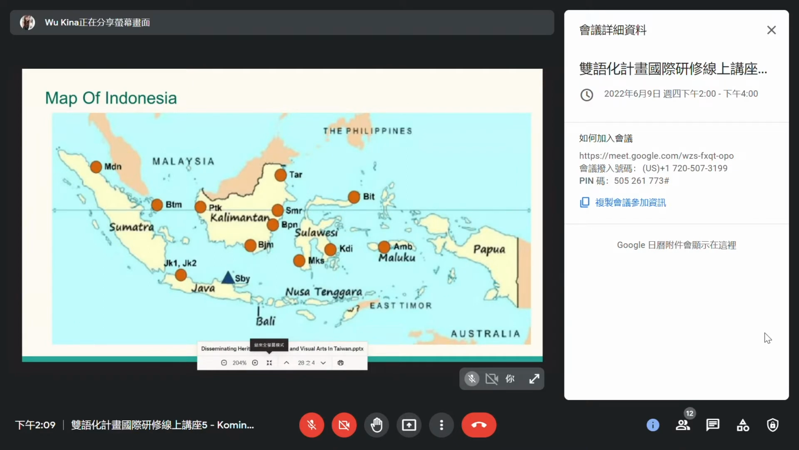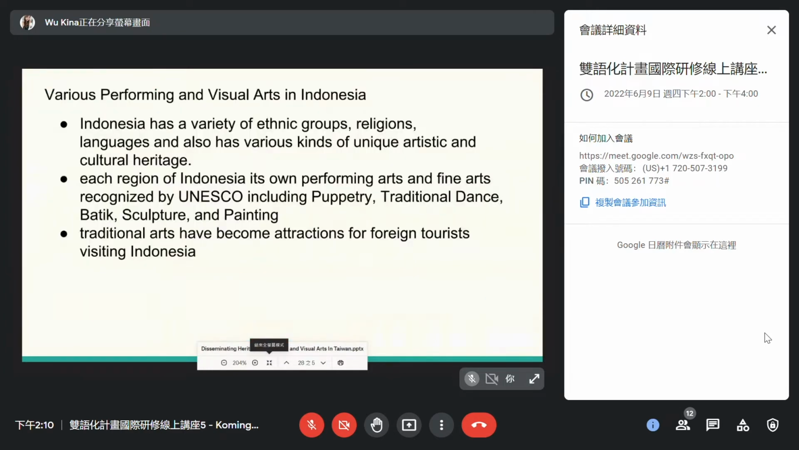So as you see here, the map of Indonesia, here is Sumatra, and Kalimantan, and Sulawesi. Down on the south is Nusa Tenggara, and we have Bali, Java Island, and East Timor. So Indonesia is divided into sub-islands.